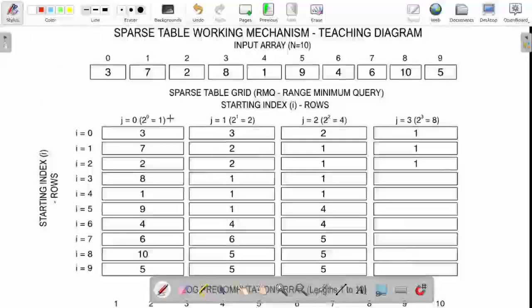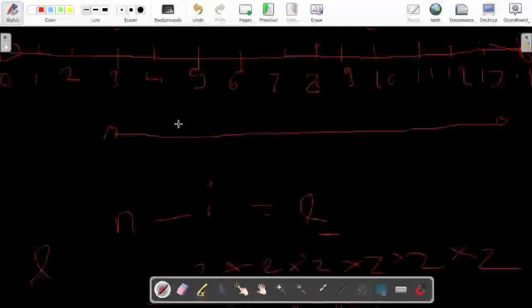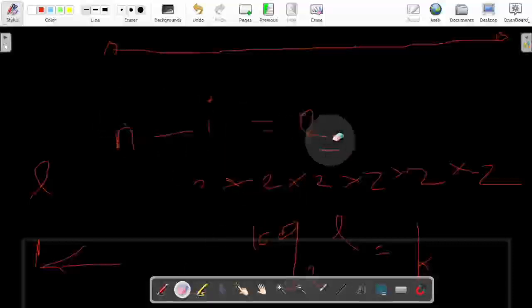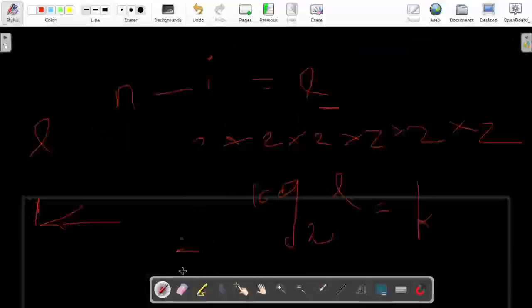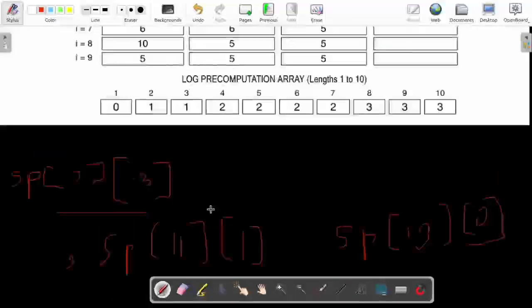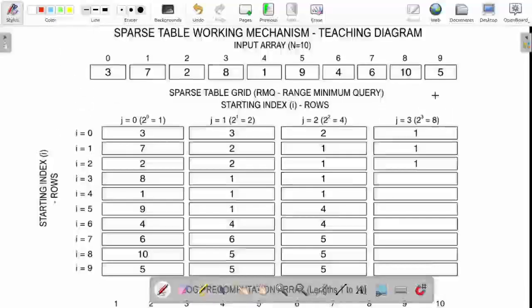for any segment of length L, at max, the segments that you will calculate will always be log L to the base 2. I know it's confusing. Let me repeat it again.